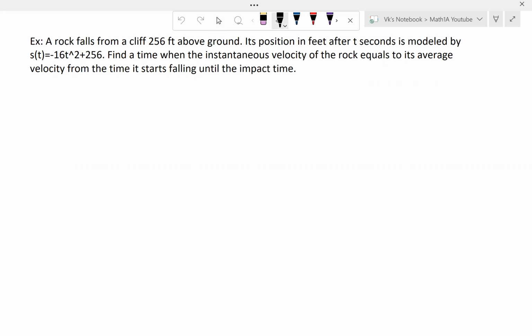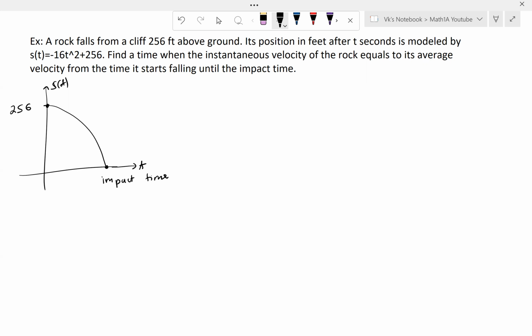So here comes a little graph of what is going on. This is s(t). The cliff is 256 feet. And when the rock starts falling down, it looks like this. Ta-da! Impact time. Starting time and impact time.